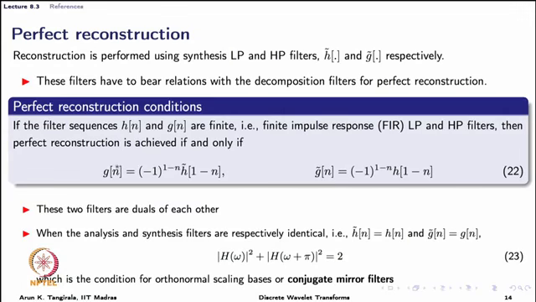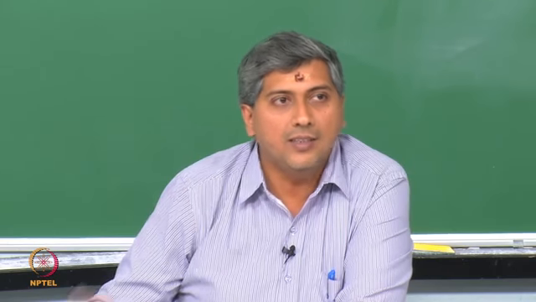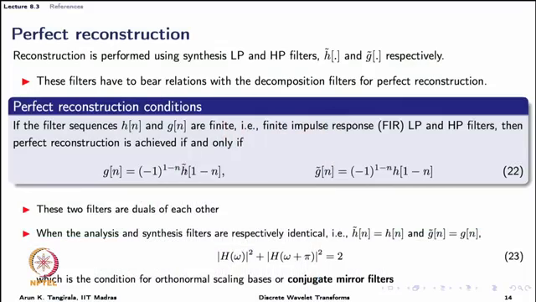But from a practical viewpoint, what we are interested in knowing is how these synthesis and analysis filters are related, and these expressions are given in equation 22. H tilde and G tilde are the synthesis filters, and G and H, as we know, are the analysis filters. So, you can see that H tilde, the synthesis low pass filter, is dependent on G, the analysis high pass filter, and the synthesis high pass filter is related to the analysis low pass filter.